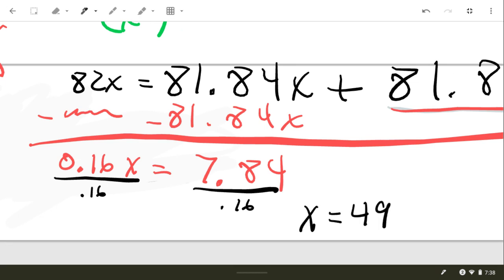49. I'm going to double check, make sure I did this right. 7.84 divided by 0.16. Yep. And x was our original number of terms, how many terms were in the set. So that's it. I know that wasn't easy.